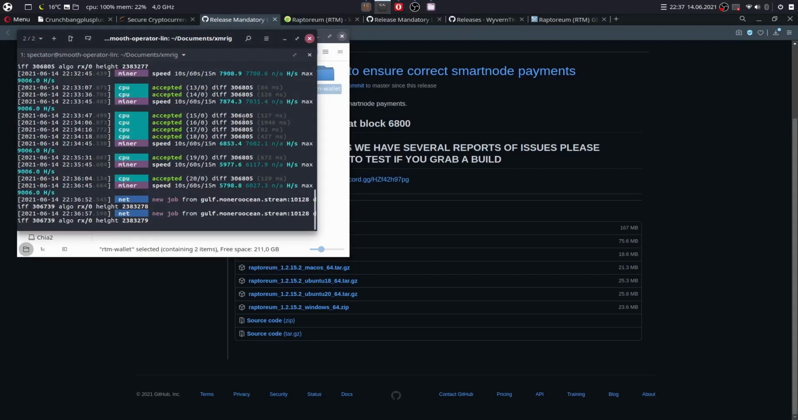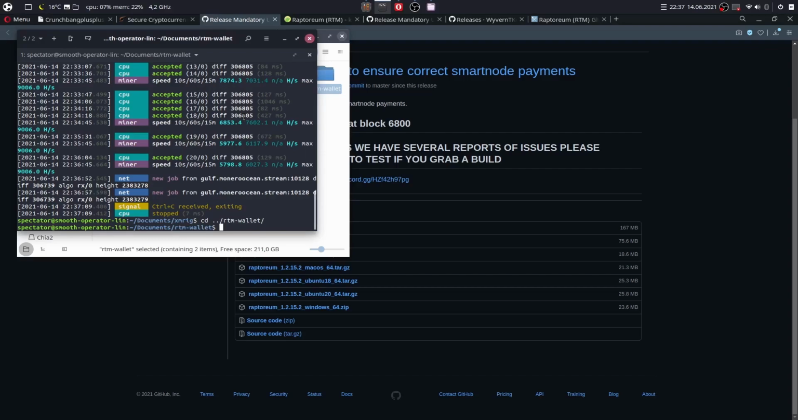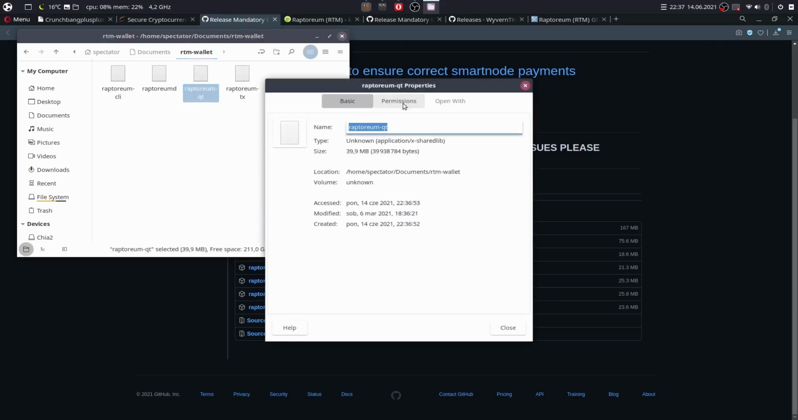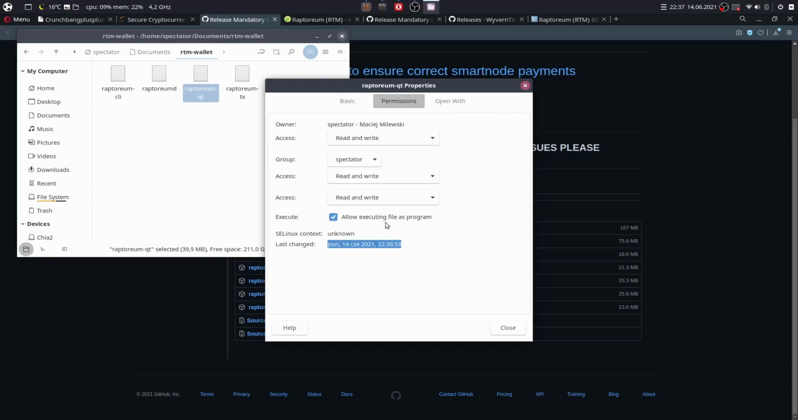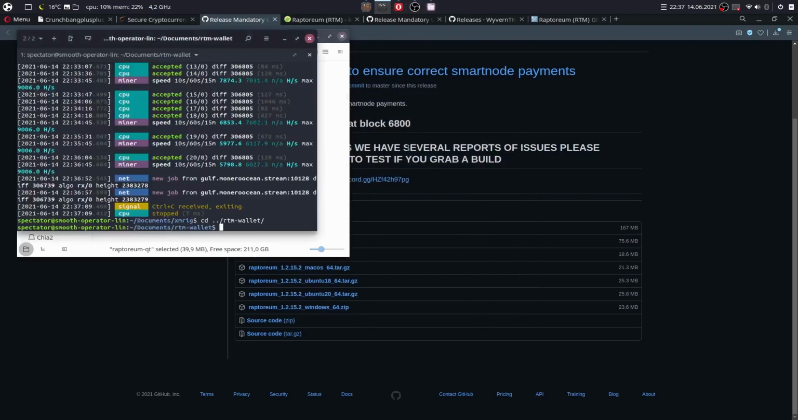Let's pause Monero mining and switch to that folder. In the Raptoreum wallet we have a few files, so we need to launch this one. Let's make sure we can launch it. Permissions, yes, enable executing file as a program. So let's launch it.